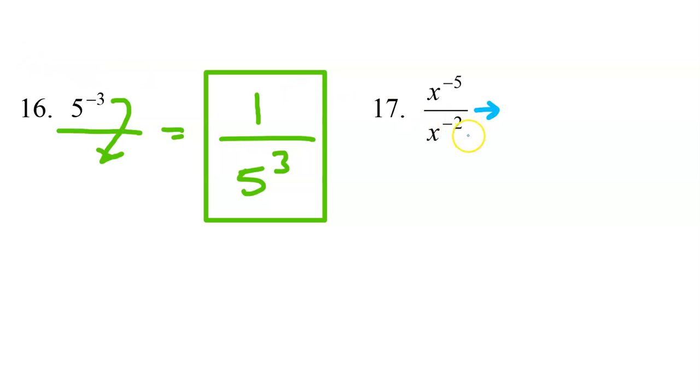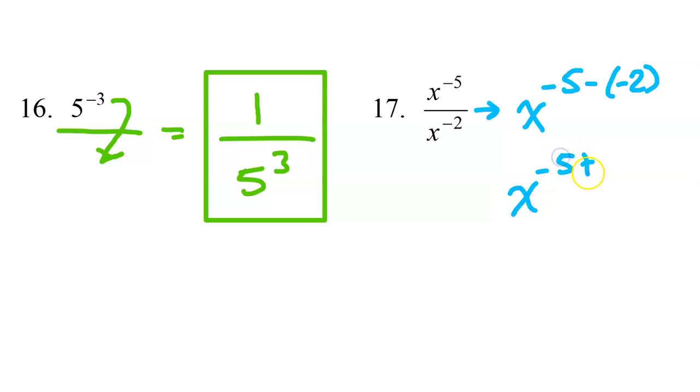The other way to do this problem is to use the property that says when you divide with like bases, you subtract the exponents. So be careful. I'm going to show this step. You would normally do this in your head, but we are subtracting negative 5 minus negative 2. Negative 5 minus negative 2. Notice the double negative. So this is the same thing as x to the negative 5 plus 2, which gives x to the negative 3 power.